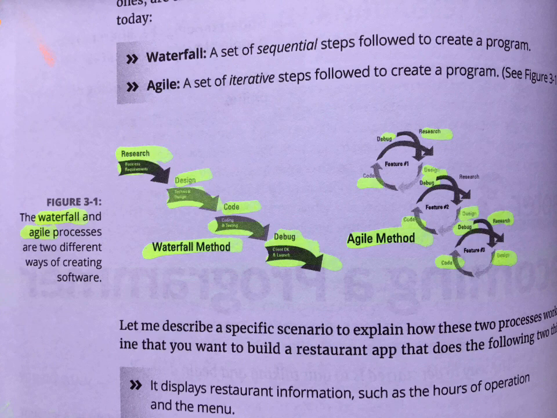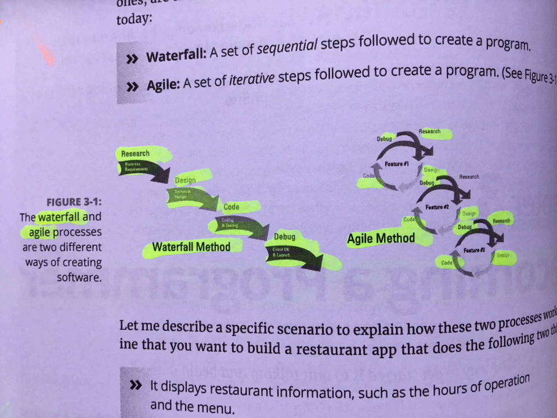Let me describe a specific scenario to explain how these two processes work. Imagine that you want to build a restaurant app that does the following two things. It displays restaurant information such as hours of operation and the menu. It allows users to make or cancel reservations. Using the waterfall method, you define everything the app needs to do. You design both the information display and the reservation parts of the application, code the entire app, and then release the app to users.